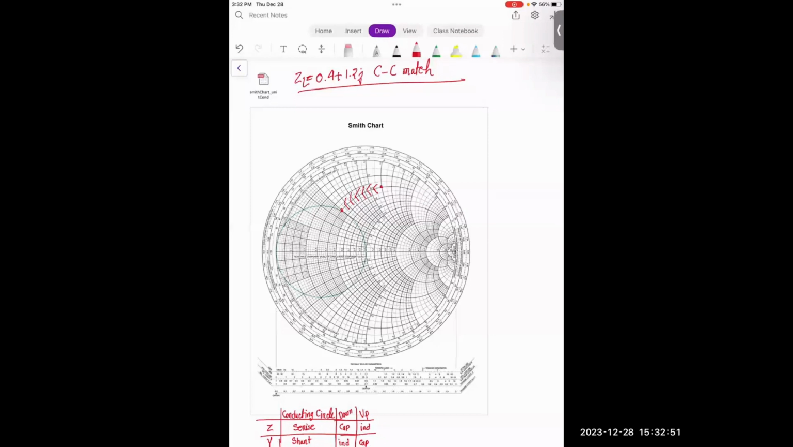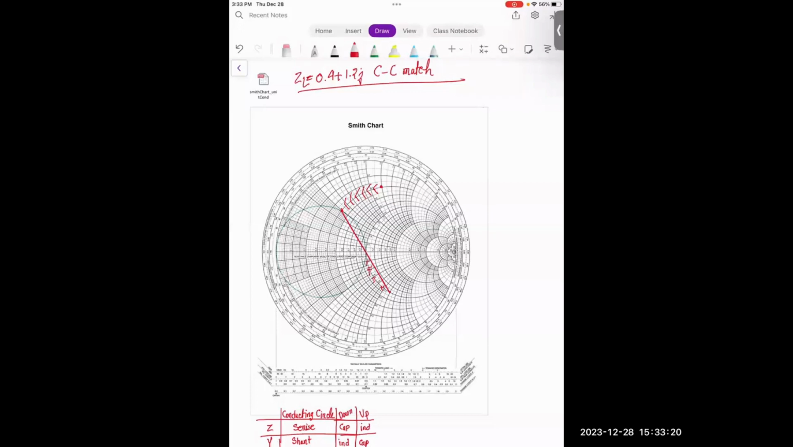And hit up to there. Then we're going to scale and go to the R circle there. And now we have to go to the center.